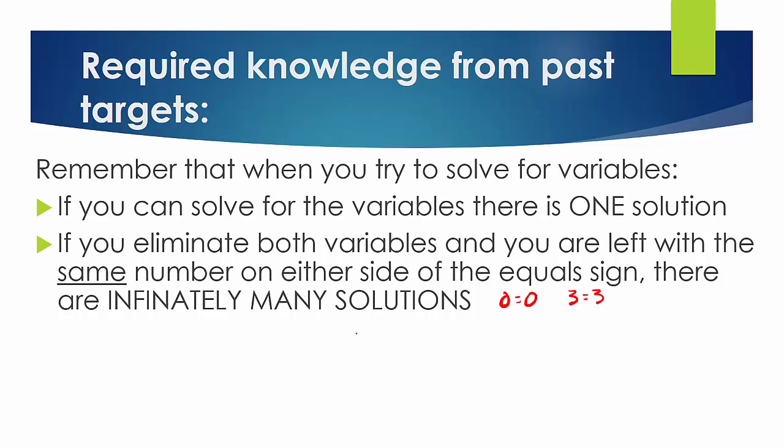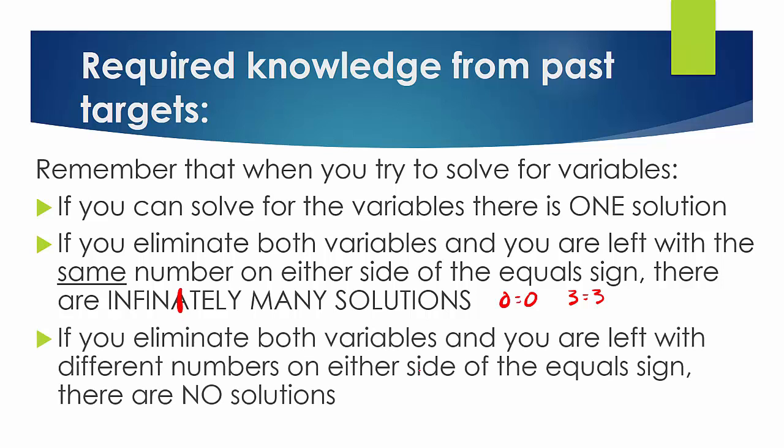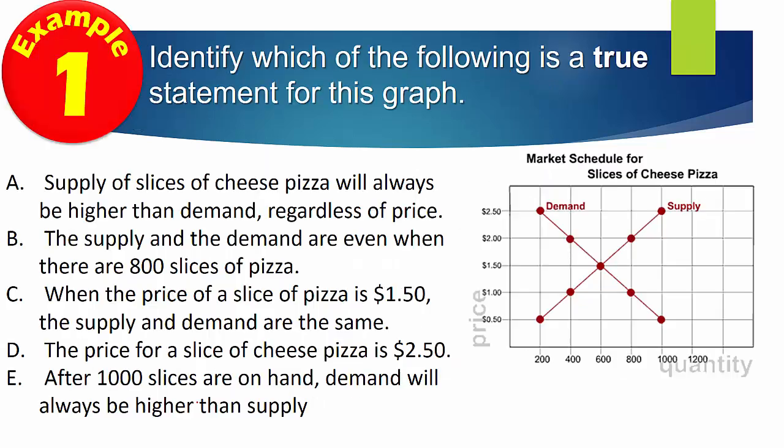And I misspelled that word. And then finally, if you do the same, except now you don't have two numbers that are the same, you have one that's like 0 equals -3 or 4 equals 9 or whatever, there are no solutions. Okay? So keep that in the back of your mind. Take notes on those situations.